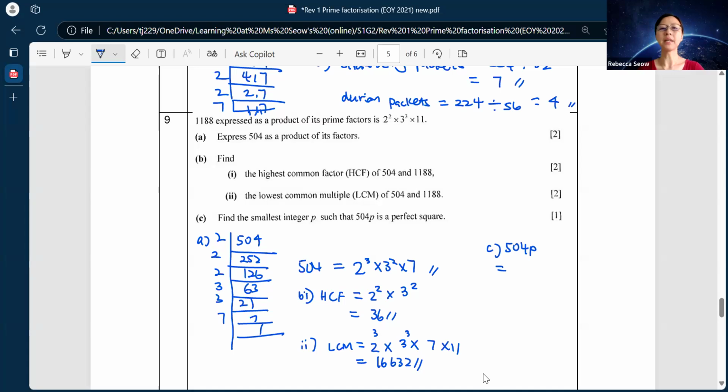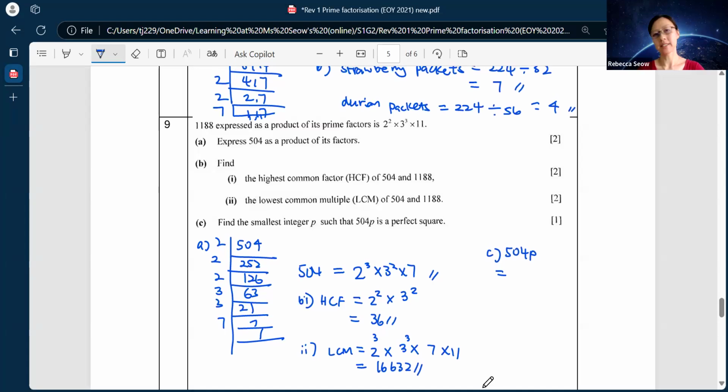For C, we want to find the smallest integer p such that 504p is a perfect square. Okay, now let's replace p by its prime factors. So very quickly, p will have 2 multiplied by 7, which is 14.